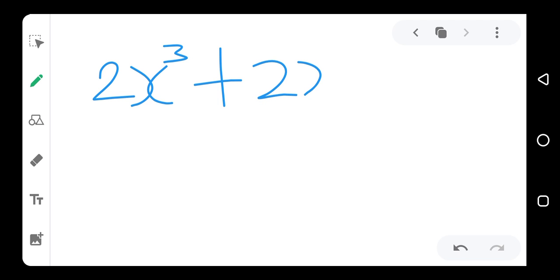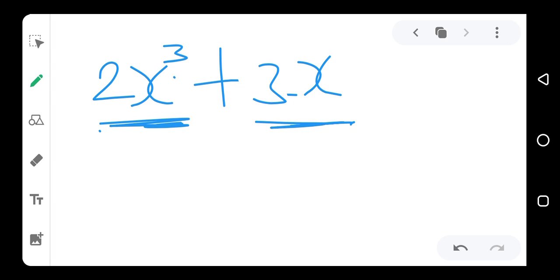For instance, if you have 2x raised to power 3 plus 3x, now this is a binomial because this has a power of 3, this is a different term, and this is a different term. This has a power of 1 and this has a power of 3.